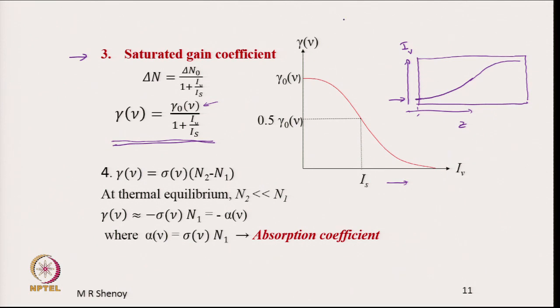I repeat this again: the expression I of z is equal to I nu at z equal to 0, that is the input, into e to the power of gamma z, is true whenever I nu at all values is much smaller than Is, the saturated intensity. Otherwise, this exponential dependence will change. It would become subsequently linear, and then it is a non-linear variation with z if the medium is sufficiently long.